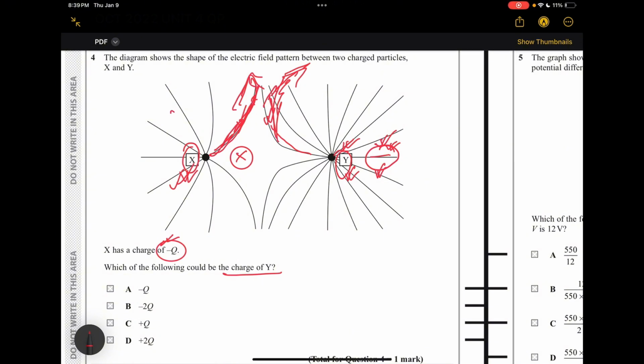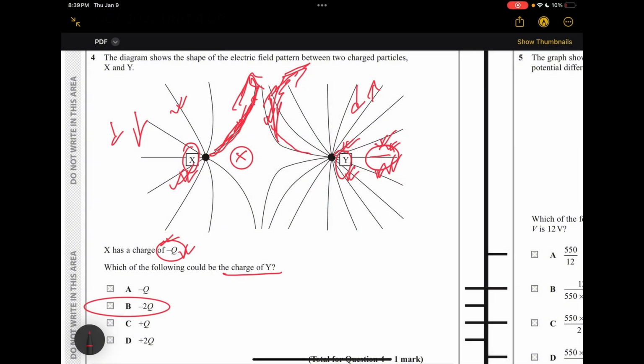But here you can see for X, the density of the electric field lines is lesser. The density is lesser than the density here. The density in the Y part is greater. So as the density is greater, it will have a greater charge. So here, as X has minus Q, Y will be minus 2Q. So our answer will be B.